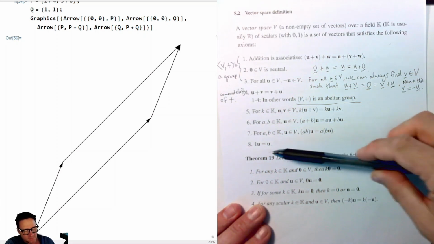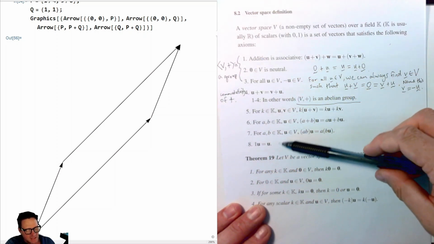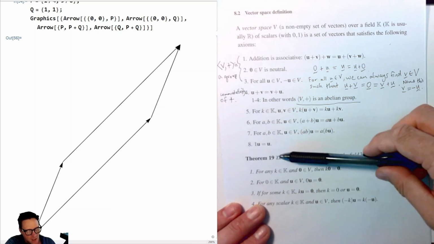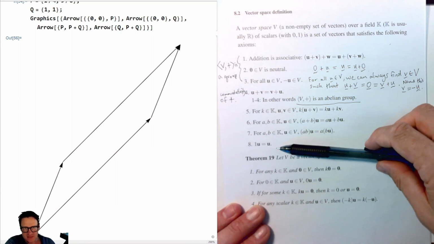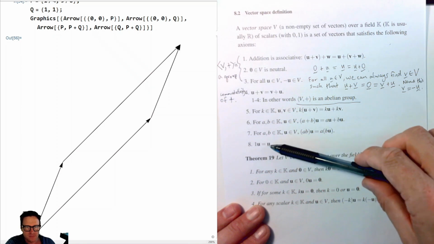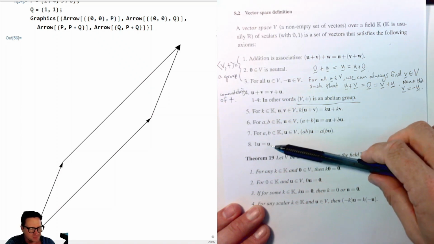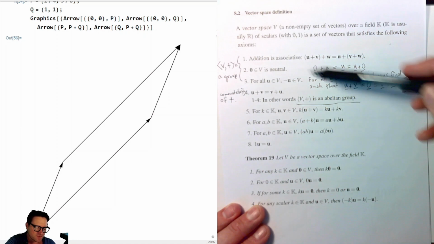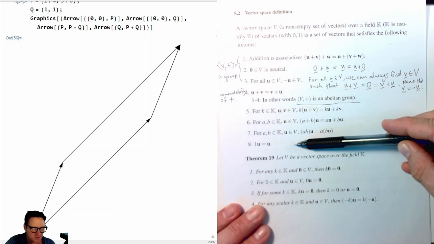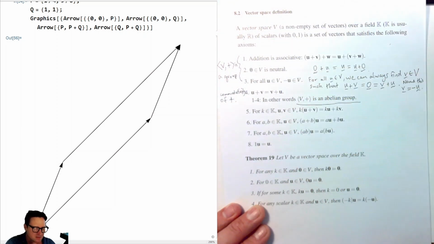And finally, the number 1 in the scalars is neutral in the sense that 1 times u is just u. So if all 8 of these axioms hold, then V together with scalar multiplication and addition is a vector space.